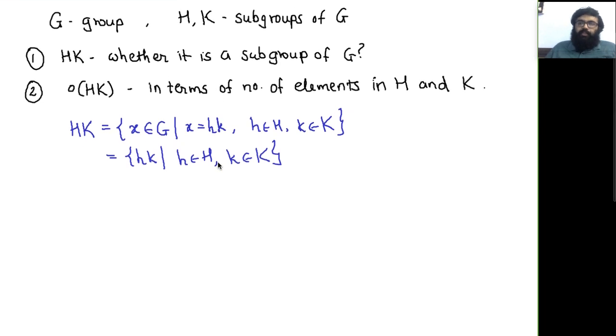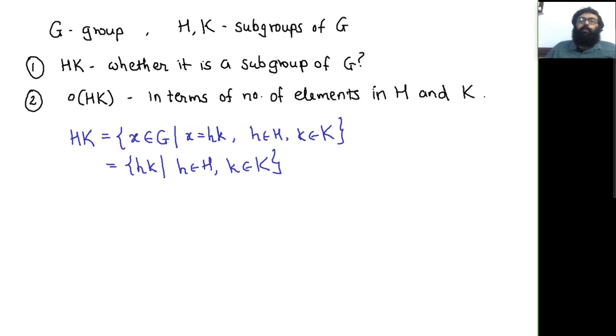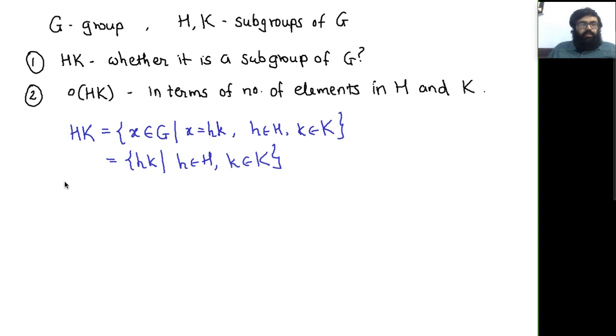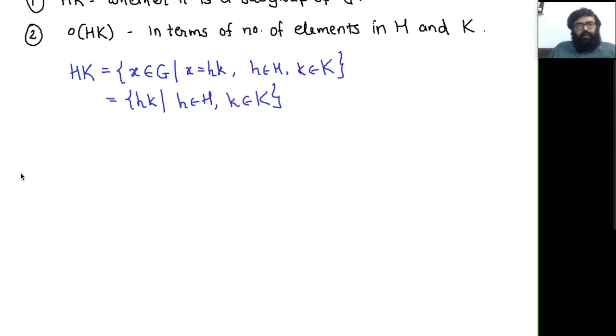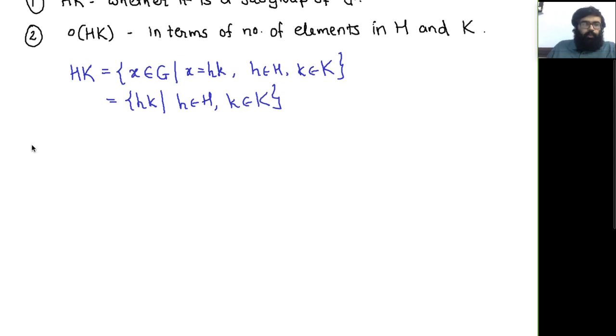Before addressing these questions, let us consider two examples first. Keep in mind we are observing two things: first, whether HK is a subgroup or not, and second, the number of elements in HK. So before that, let us consider some examples, and let us consider only one group, S3.